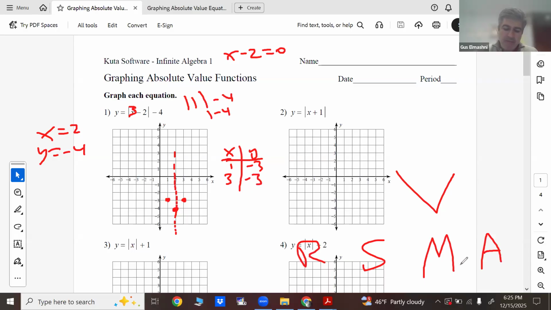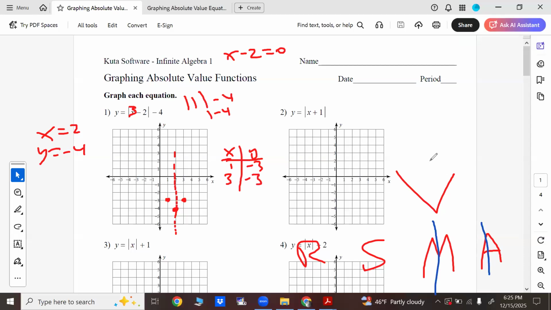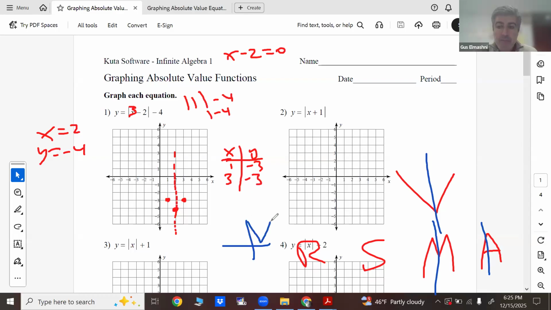Okay, I wrote 4 letters down. Which of those letters has symmetry? M and A. Why is that? Because it's the same on one side as on the other. Good. Now, how about a V? Does that have symmetry? Yeah, down the middle. Absolute value graphs have V's in them, right? So they have symmetry.